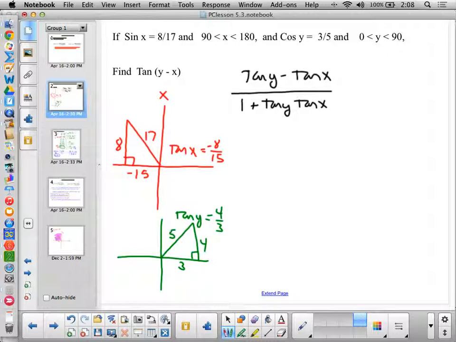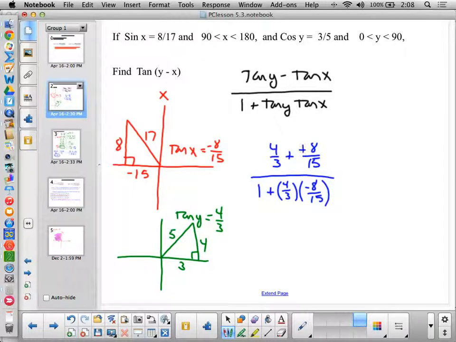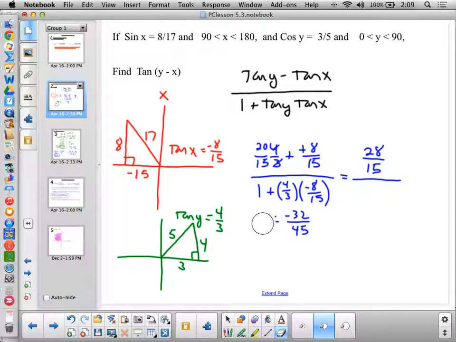We just substitute in our values. Tangent of y is 4/3 minus -8/15 over 1 plus 4/3 times -8/15. Now we got some fraction work to do here, but that's okay. It becomes plus a positive 8/15. For 4/3, we have to get a common denominator here. So that's 20/15, right? So that's 28/15 in the numerator. My denominator, it's 1 plus that, so that's 1 plus -32/45. 1 is 45/45. 45 minus 32 is 13/45.